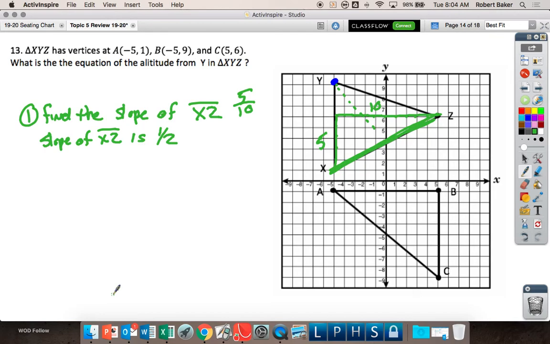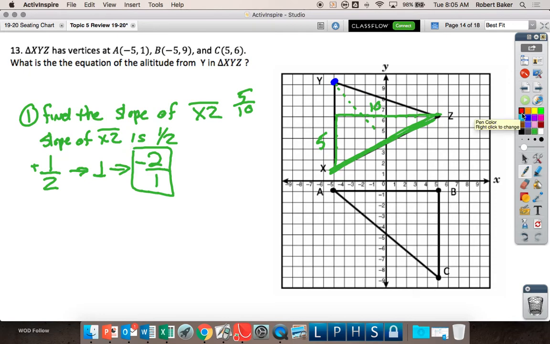Alright? Now, remember that an altitude is perpendicular to XZ and goes through Y. So I need to take this 1/2 and I need to find what is perpendicular to it. So flip it and change it from positive to negative. So if I have a slope of -2 over 1, then that will be perpendicular to XZ.